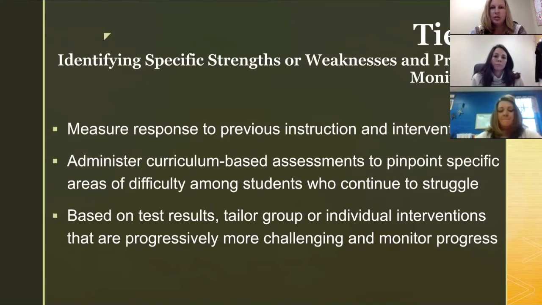And then based on the results that we're getting, we're tailoring either group or individual interventions that get progressively harder and more challenging. And then just like we did in Tier 1, we're also going to continue to monitor that progress so that our students will either go back up to Tier 1 or they'll travel on down the path to Tier 3 with more intensive instruction.